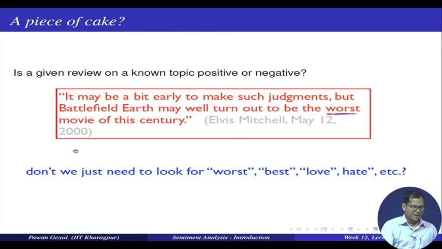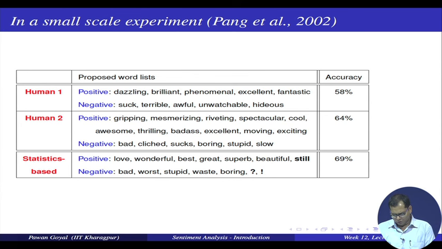So isn't it like I have to just see these words, worst, best, love, hate, in the reviews, and then I can assign a sentiment? Is that as easy? Okay, so it turns out it's not that easy. The experiment was reported in Pang et al. 2002. They took a corpus of reviews, and before showing the corpus, they asked people if they could come up with a list of positive words and negative words. I will label a review as positive if it contains words from positive, negative if it contains words from negative, or the majority of both.